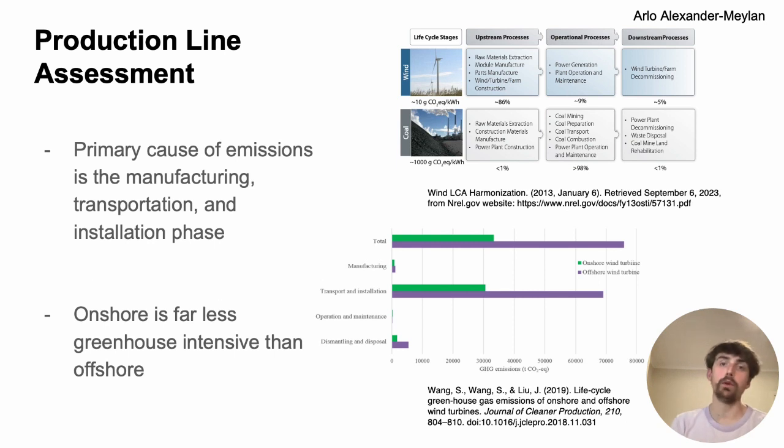The first is that when a review of life cycle assessments carried out around the globe was performed, it returned that on average 86% of the carbon emissions associated with a given power plant came from upstream processes: manufacturing, installation, and construction. When we looked at specific cases, it became clear that transportation and installation were the culprits. When a study was done, as in the bottom graphic here, between onshore and offshore wind, it became clear that it was that phase that made the biggest difference between them, and that onshore was far less carbon intensive than offshore wind projects.